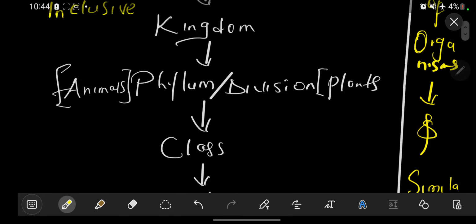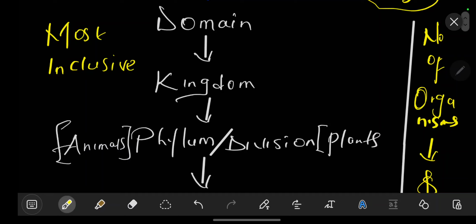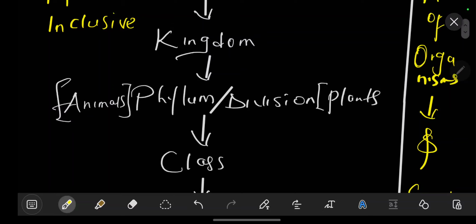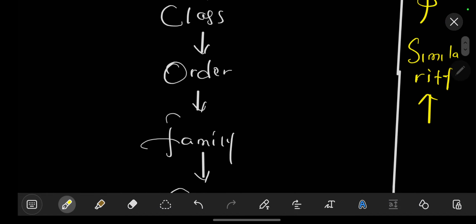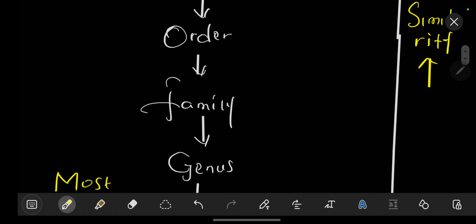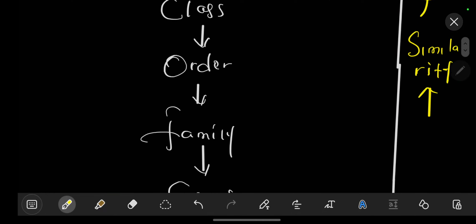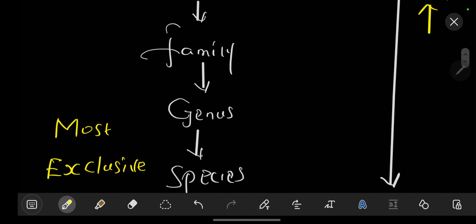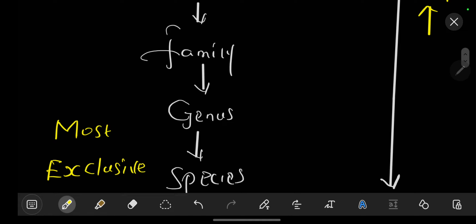Another way they might ask you in the exam is, which of the following has the highest number of organisms? A can be kingdom, B can be phylum, C can be class. Of course, kingdom becomes your answer. Or you can be asked which of the following among the hierarchy has the highest similarity of organisms. Of course, we said as we go from top to bottom, similarity increases. So it means genus, species, family will have the highest similarity. I hope you got that.